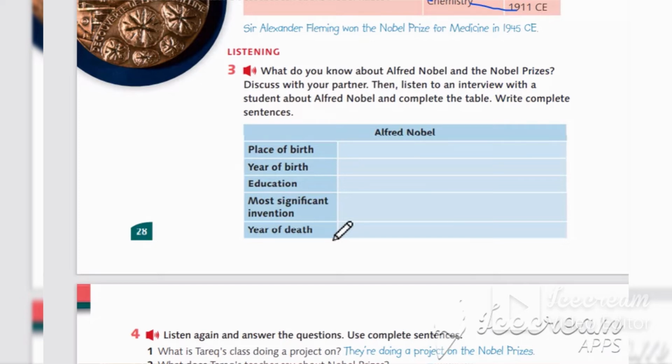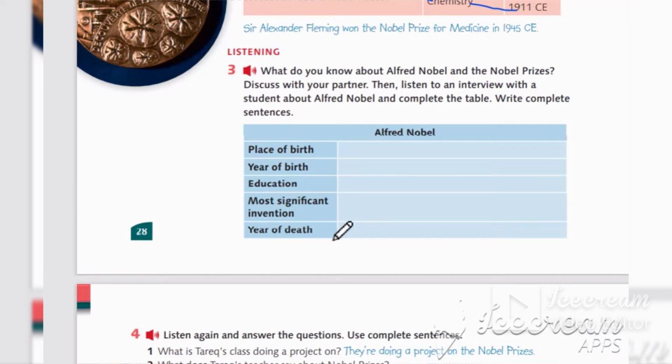He was born in Sweden in 1833 CE. His father was an engineer. Alfred first studied chemistry at university in France and the USA, but then came back to Sweden in 1859 CE. He set up a laboratory with his brother Emil, and they worked on producing a safe and useful kind of explosive. In one of their experiments, an explosive killed Emil Nobel, but Alfred continued his experiments, and in 1867 CE, he invented a much safer explosive, which he called dynamite.